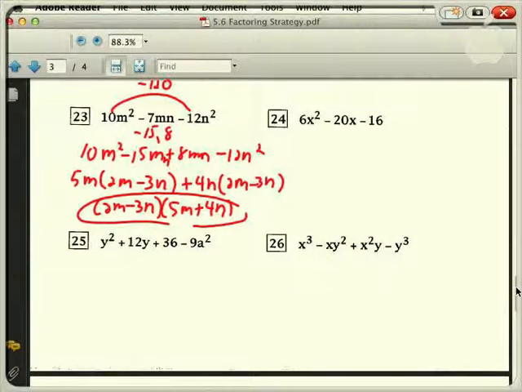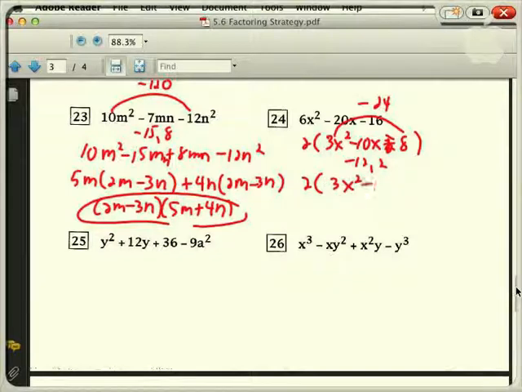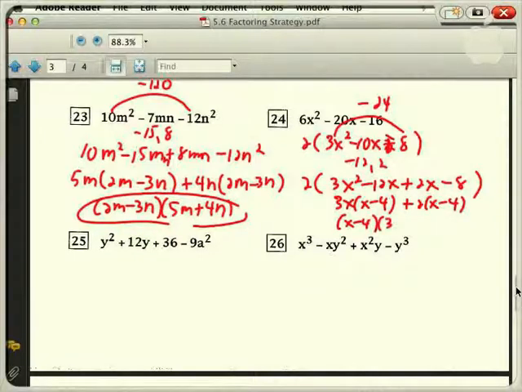Okay, in number 24, we can take out a 2. And, whoops, that's a minus 8. So then we're going to multiply these to get minus 24. And two numbers that multiply out to minus 24 and add up to negative 10 would be minus 12 and 2. So we're going to have 3x squared minus 12x plus 2x minus 8. Now do grouping. 3x out of the first two, 2 out of the last two, pull out x minus 4, and don't forget that 2 over there.